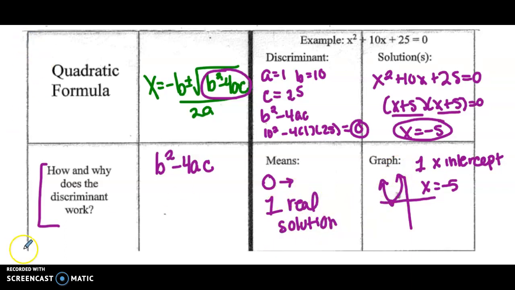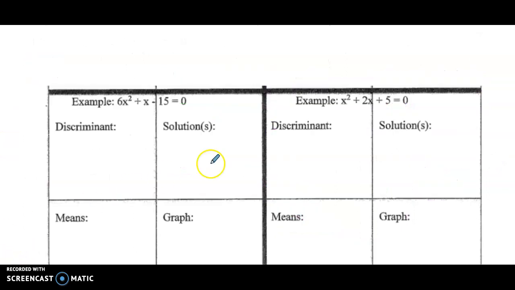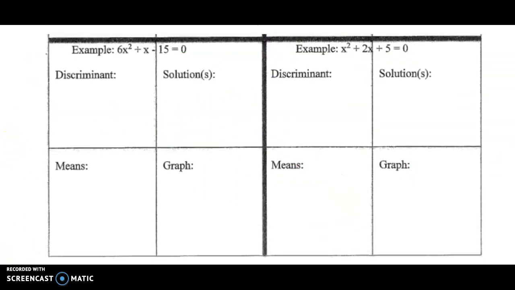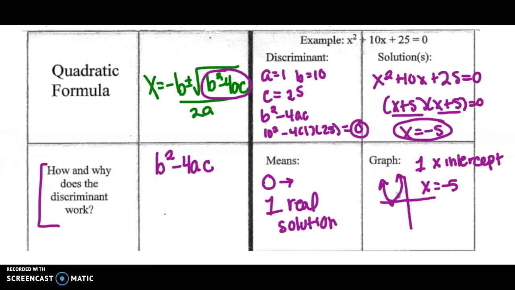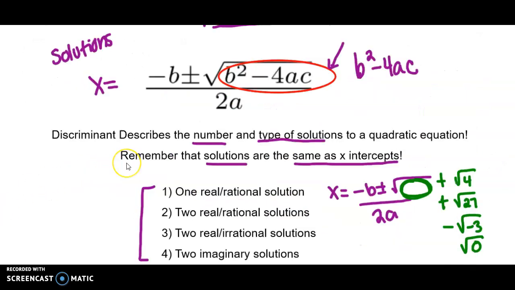So what I would like you to do is take a minute and try these next two questions. I want you to hit pause. I'll have the answers up in a second, but I want you to decide between 4 answer choices.